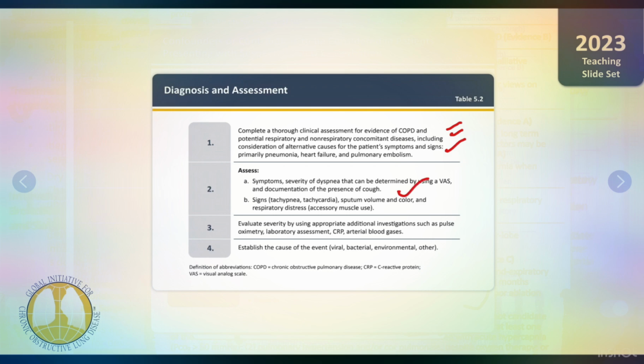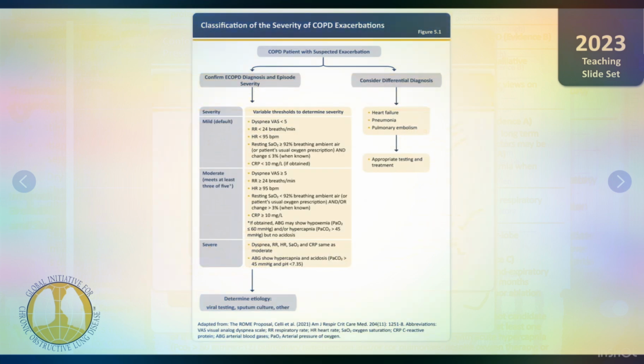Then evaluate severity by using appropriate additional investigations such as pulse oximetry, lab assessment, CRP, ABG, and establish the cause of the event, whether it is viral, bacterial, or environmental. Then they are talking about the classification of severity of COPD exacerbations.